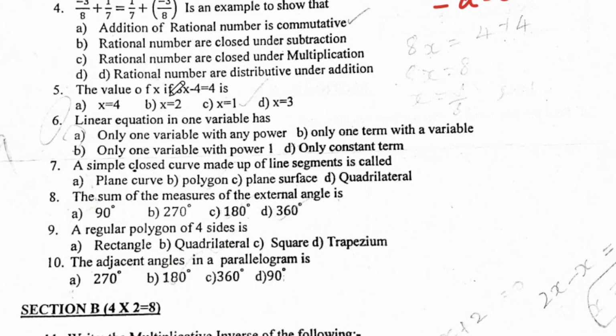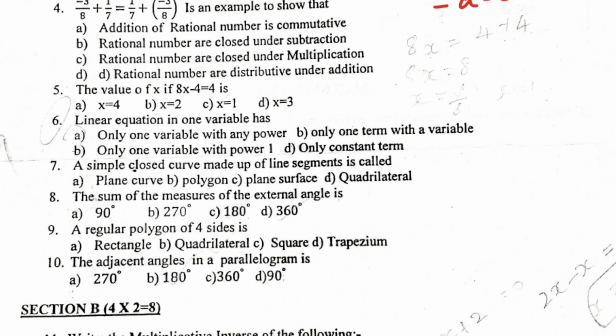minus 3 divided by 8 plus 1 by 7 is equal to 1 by 7 plus minus 3 divided by 8. It's an example to show what? Addition of rational numbers is commutative. Rational numbers are closed under subtraction. Rational numbers are closed under multiplication. Rational numbers are distributive under addition.